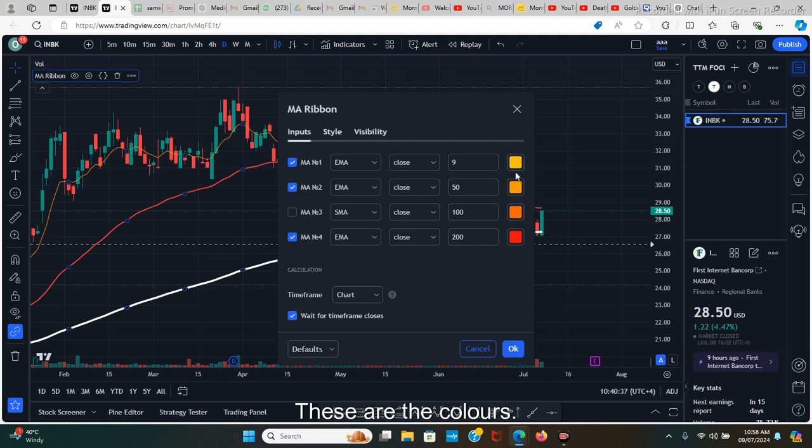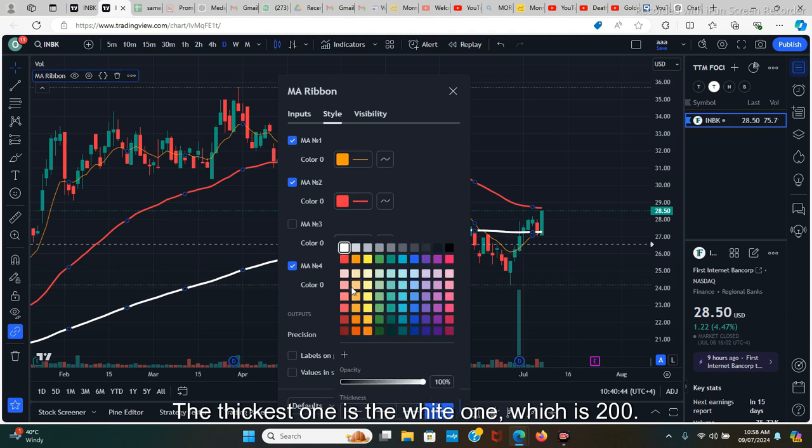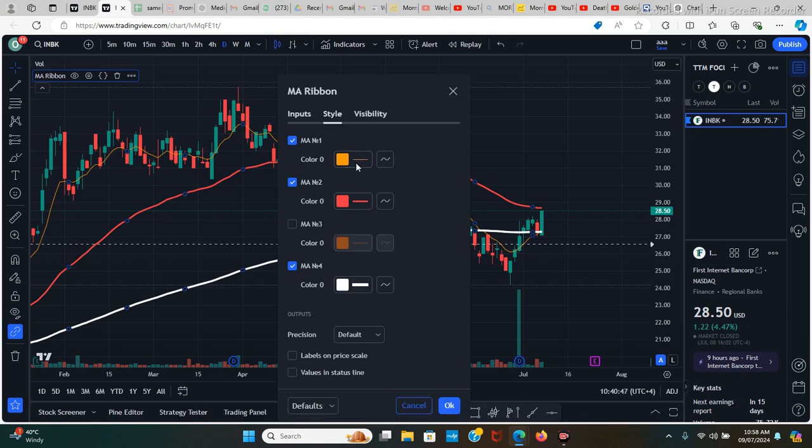Let's press, and these are the colors. I can even make them thicker. Let's make it slightly thicker. The thickest one is the white one, which is 200. This is the thinnest, thinnest indicating a lower number, thicker is a bigger number, and the thickest is the biggest number.